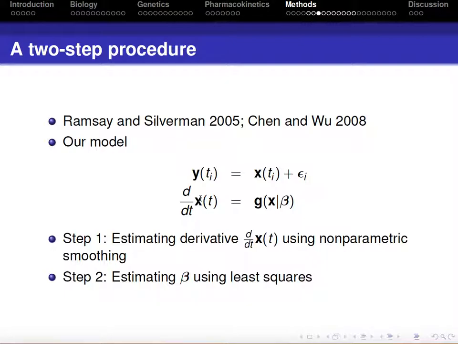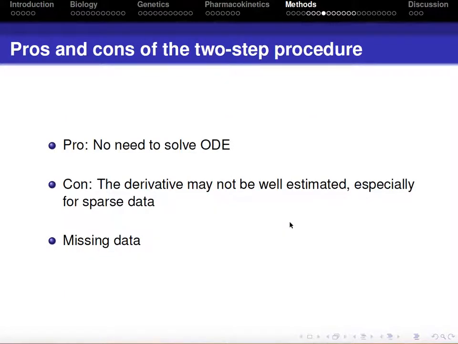If the estimation of the derivative has large errors, you can imagine that if the response has large errors, it is very hard to get a good estimation of beta. So this is the disadvantage of this two-step procedure. It's hard to estimate the derivative accurately. This is one major disadvantage of this method.